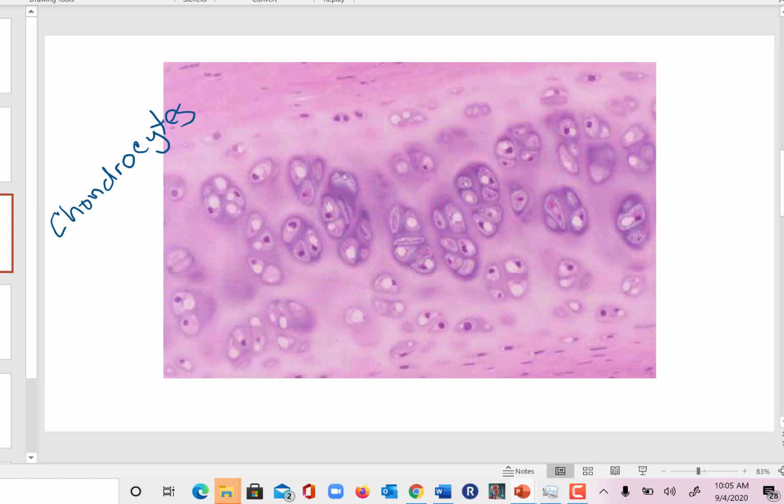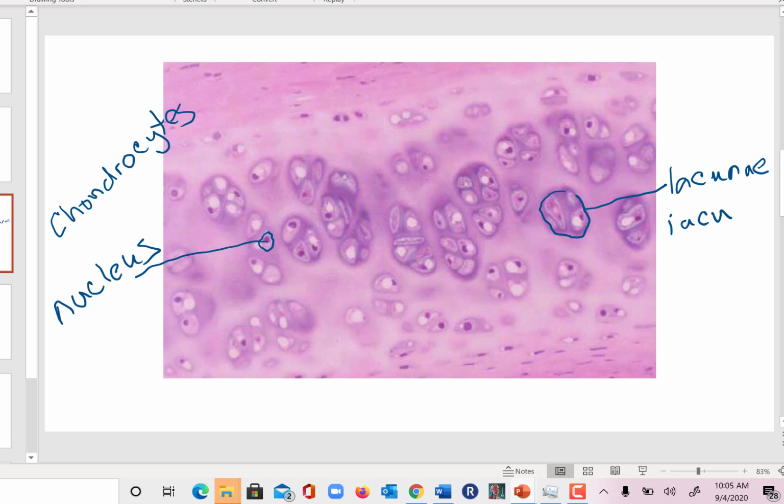And you can see the cells are living in these spaces called lacunae. The little dot that you're seeing in the middle is the cell nucleus. And these homes that they're living in are the lacunae. Lacuna is singular. Okay, again, here you can see a lacuna, and we can see that there are about 3 cells living in that lacuna. Here is another lacuna with a single cell living in it.